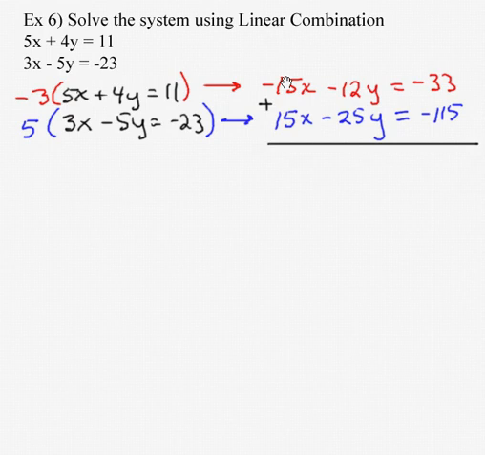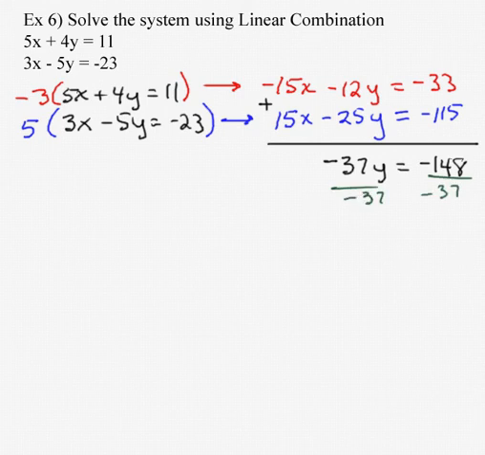Now when we add, the x's drop out, which was our intended purpose. Negative 12y and negative 25y is negative 37y. Negative 33 plus negative 115 is negative 148. And we can divide both sides by negative 37 to find out that y is positive 4.